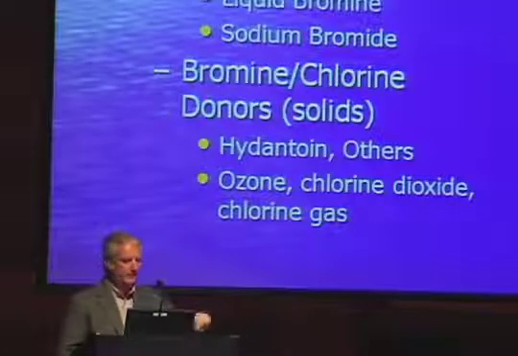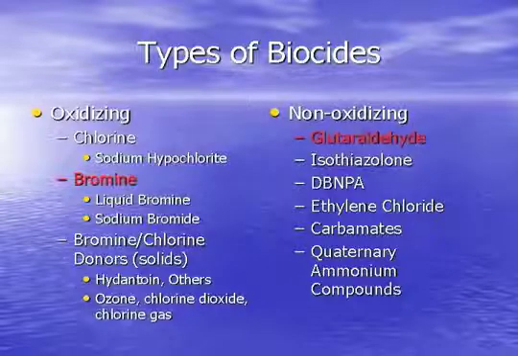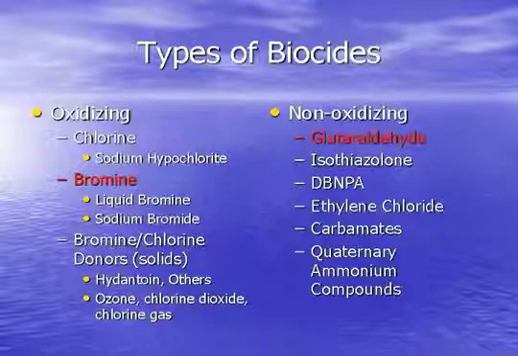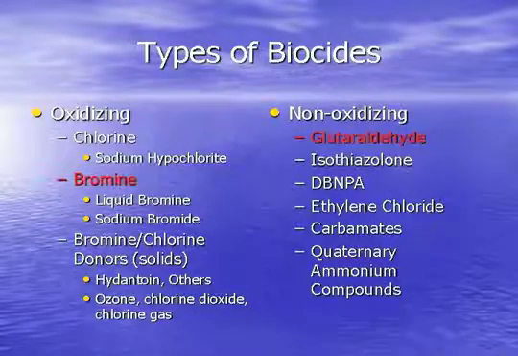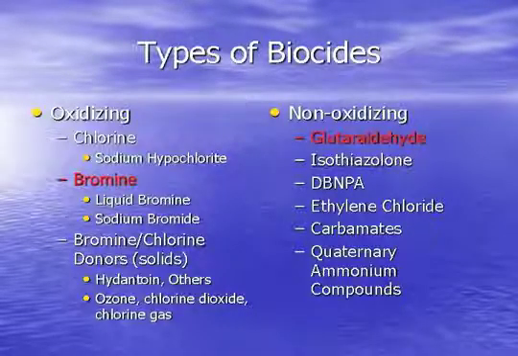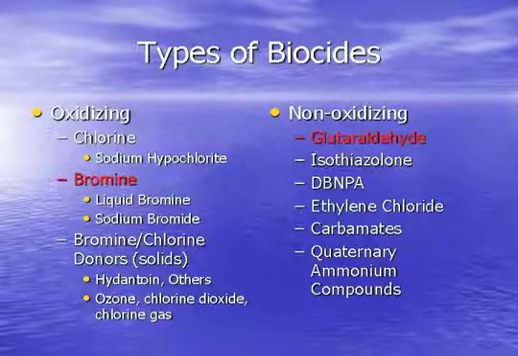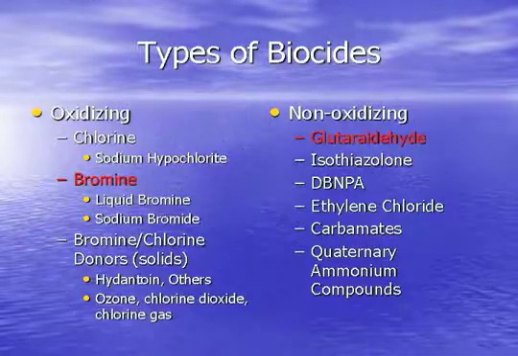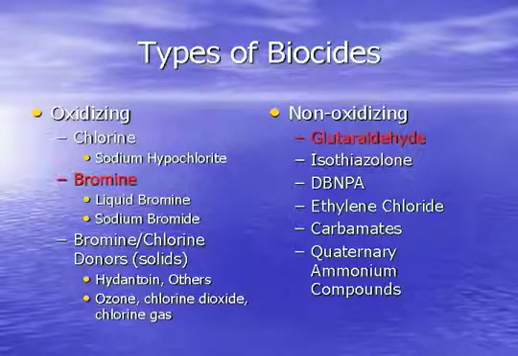Okay, so types of biocides. There's basically two types of biocides: oxidizing and non-oxidizing. Oxidizing biocides you're probably familiar with. These are chlorine or bromine. Most municipal plants use chlorine for disinfection of their water supply systems. Use chlorine in pools and spas, even though spas should probably be bromine. But they're basically oxidizing biocides, and you understand there's sodium hypochlorite, which is bleach.